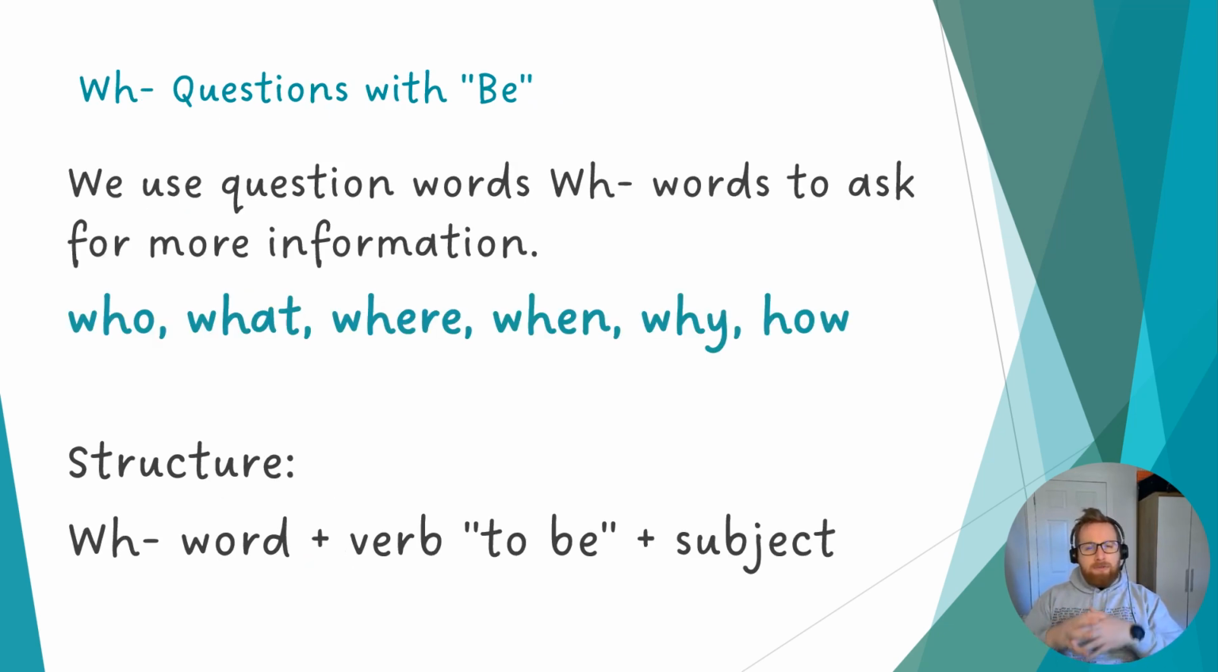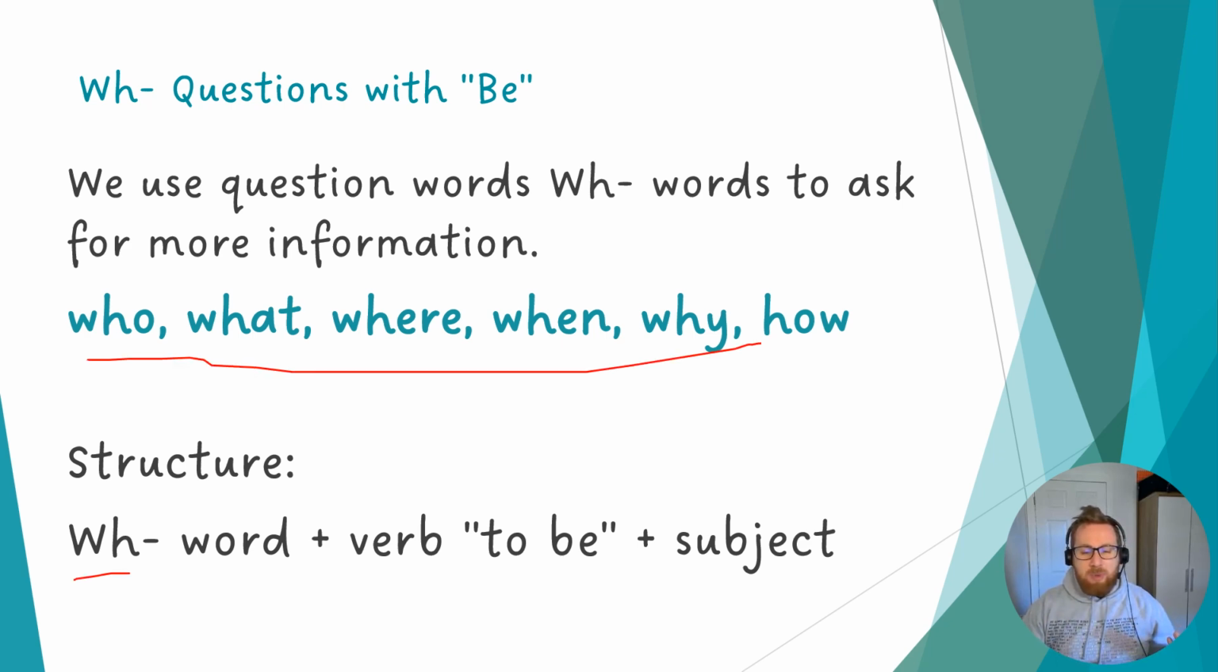And we can now form questions with who, what, when, where, why, and how. And we can use these questions to ask for more information. So we would use a WH word, one of these words here. We'd use one of these, plus the verb to be, and then the subject. Let's have a look at some examples of how we'd form this.